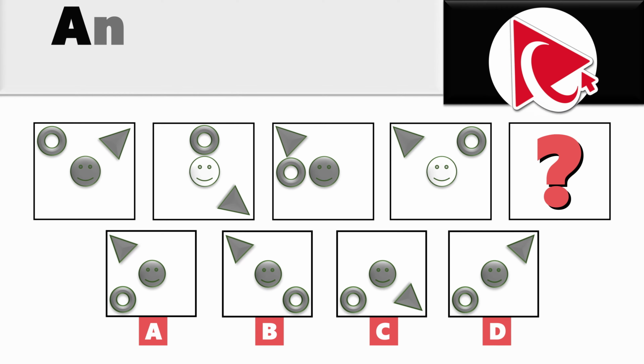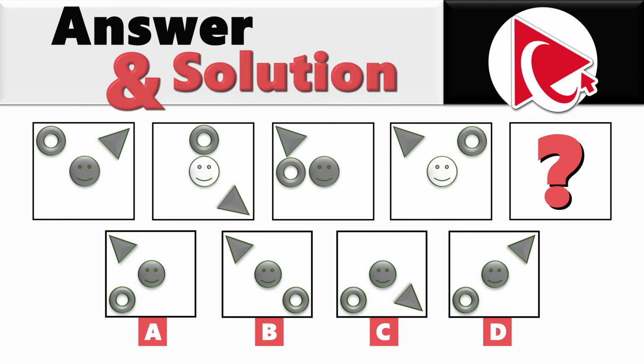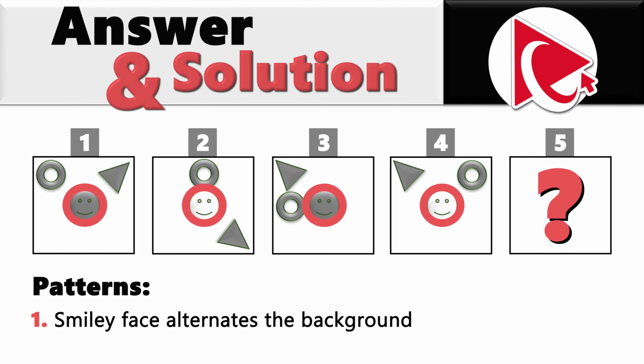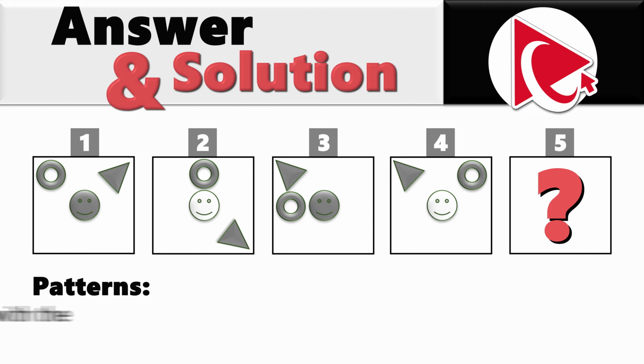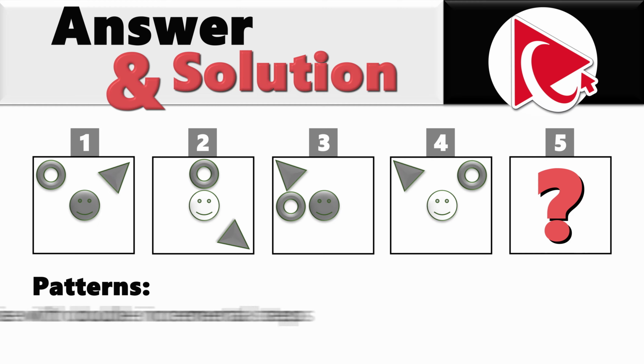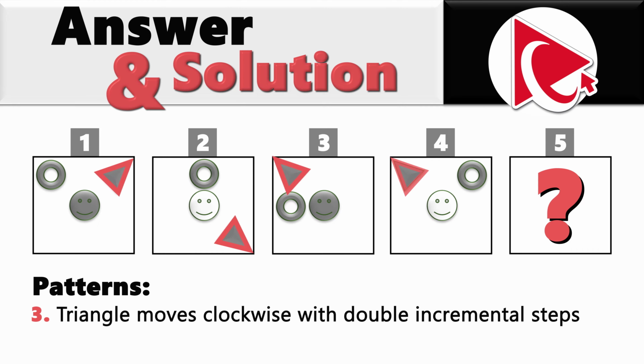As you might have guessed, to solve this challenge, you need to identify the pattern. In fact, there are three patterns present in this problem. Pattern number one is that the smiley face in the middle of the square alternates the backgrounds. Pattern number two is that the hollow circle moves in alternating directions with an incremental step for each subsequent move. And pattern number three is that the triangle moves clockwise with double incremental steps.